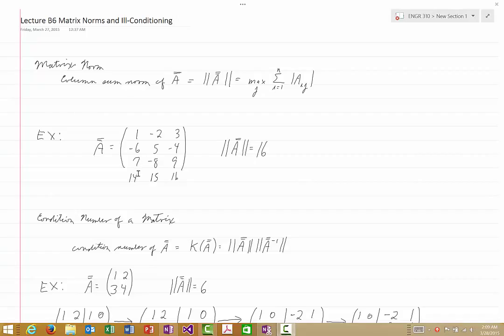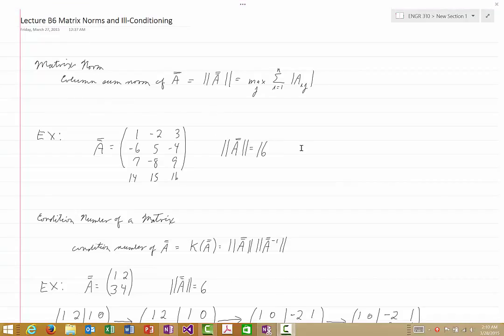If we add up the absolute values of the numbers in the second column, we get 2. Remember, absolute values, so 2 and 5 is 7, and 8 is 15. And finally, in the third column, 3 and 4 is 7, and 9 is 16. Now that we have the three sums, we take the largest, and it's 16. So the norm of this matrix is 16. And it's just that simple to calculate the matrix norm using the column sum norm definition.